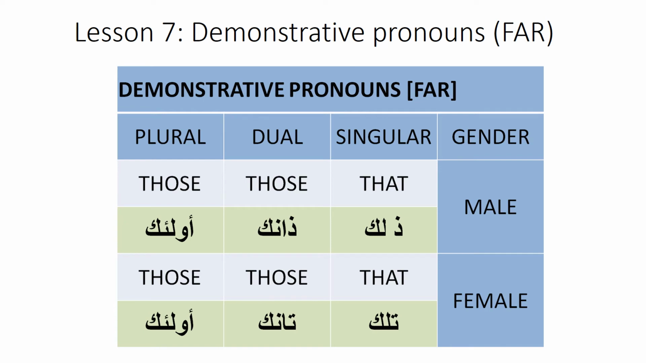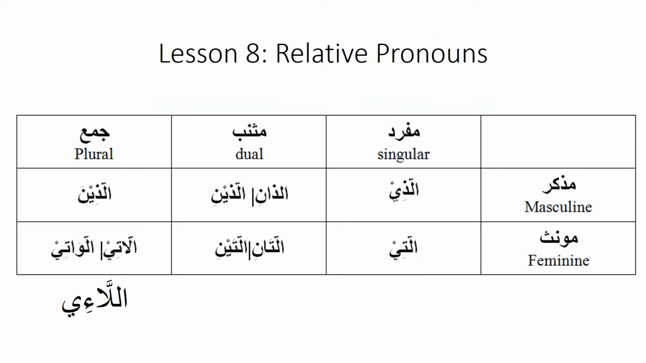And the demonstrative pronouns for far are ذلك and تلك, for dual ذانك and تانك, and for the plural it's أولئك. And for the place, it's hunaka. Hunaka means there, like you're talking about something a bit far away. So that's it for demonstrative pronouns.